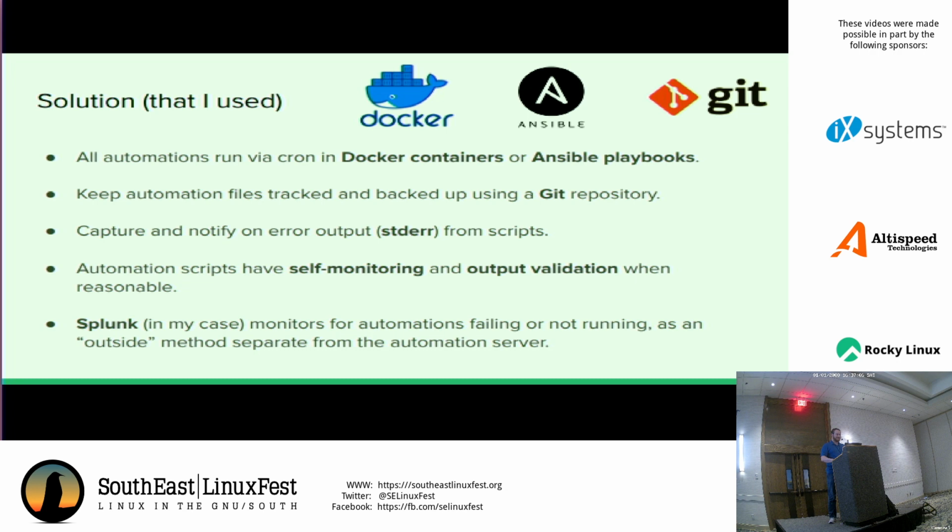So here's what I ended up using. All the automations run via cron in Docker containers for our Python-based automations or Ansible playbooks. I'm using Docker containers because it makes it easy to keep a consistent collection of dependencies and Python modules that are separate from the ones on the host OS. We keep the files for our automations tracked in Git and backed up to our internal GitLab server. When the automations run, we capture the standard error output from the automation scripts, and if there are errors, they get collected, formatted a bit, and emailed out to my team.